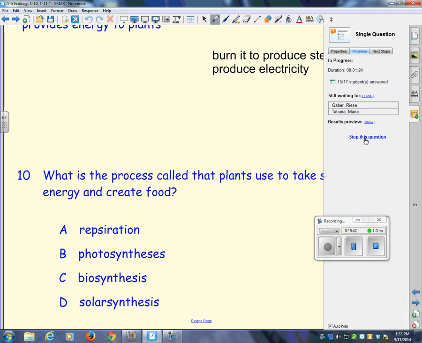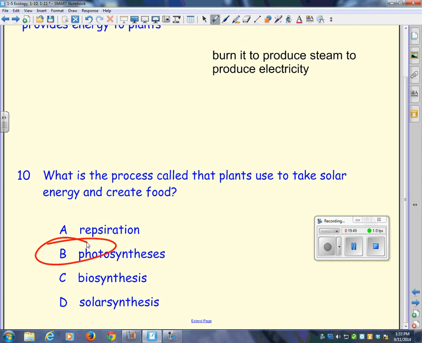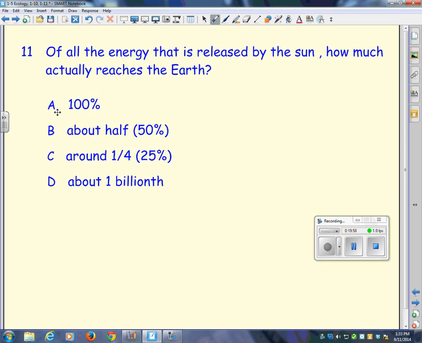Reese, come on, man. Too late. B, photosynthesis. Photosynthesis is taking the sun's energy and converting it to glucose, sugar.